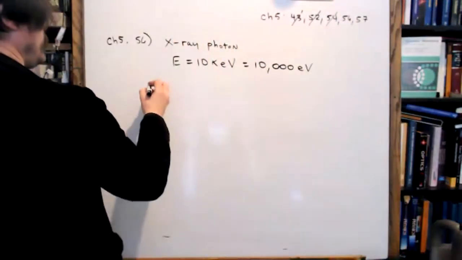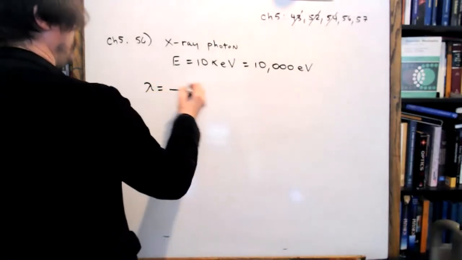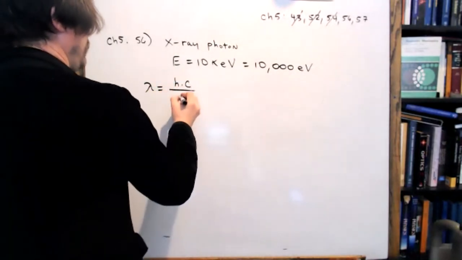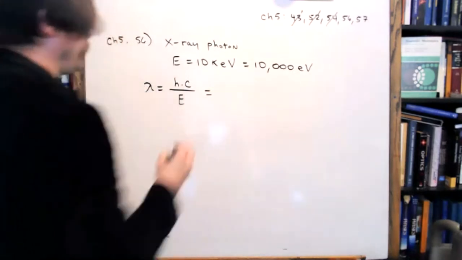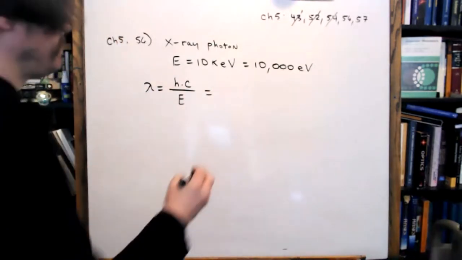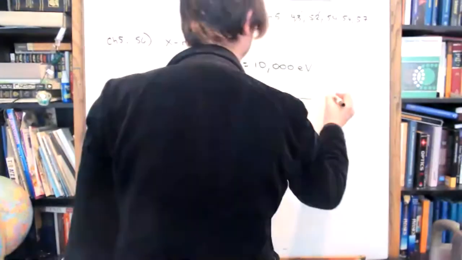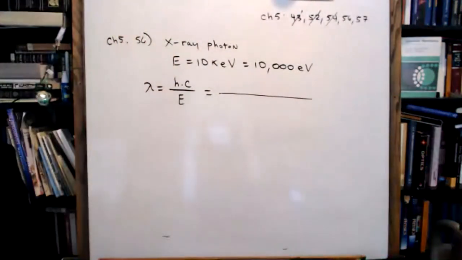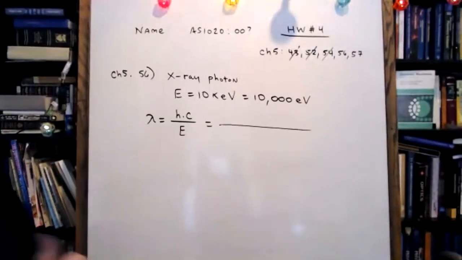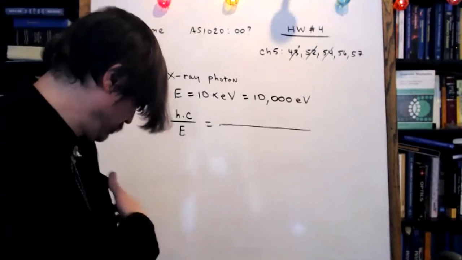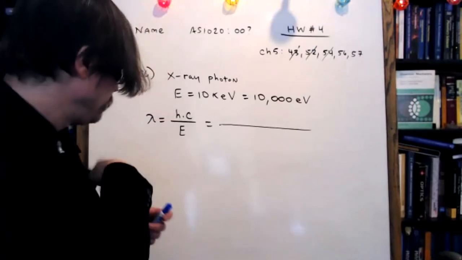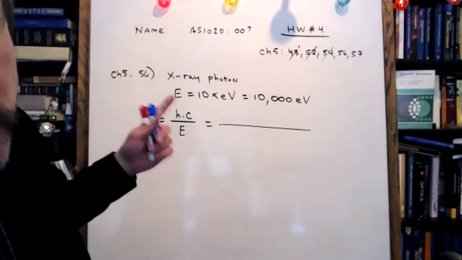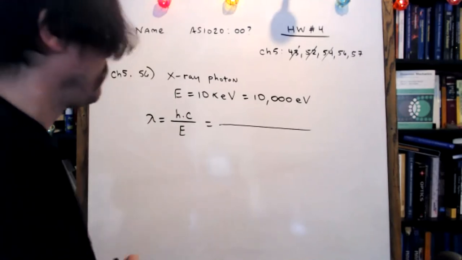All right, so we had just gotten H times C over E is the wavelength. And now we're going to substitute in the numbers. Why don't I have you guys read the numbers to me? Because I think that might actually be good for you. So let's get the Planck's constant. You can go back to the 1 sig fig value if you'd like.